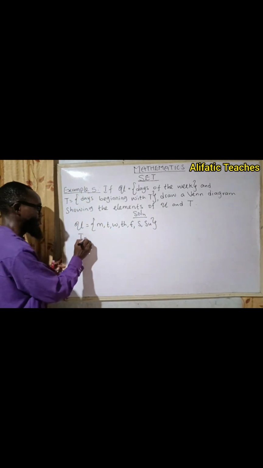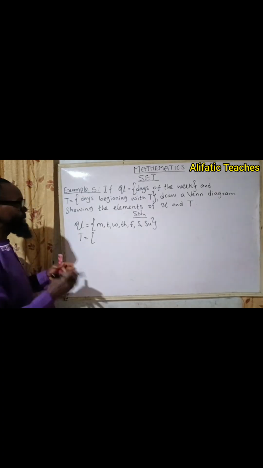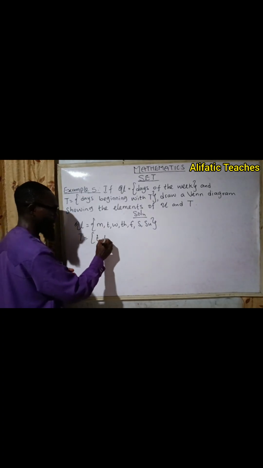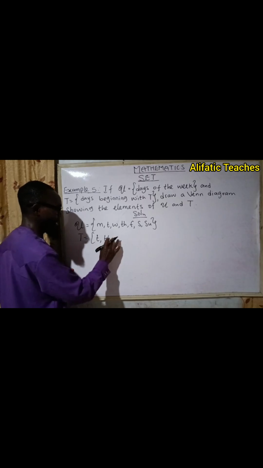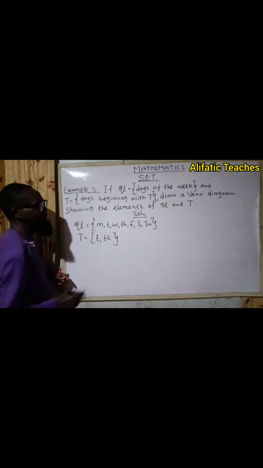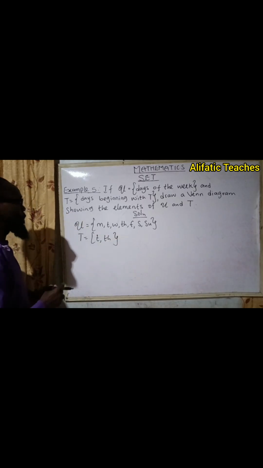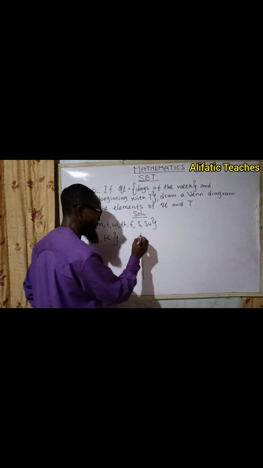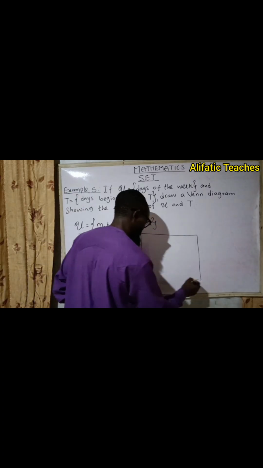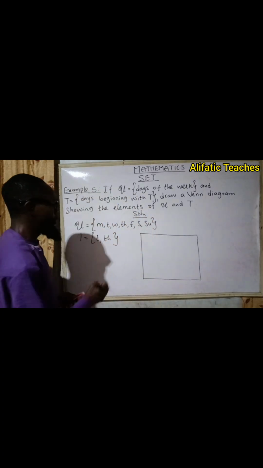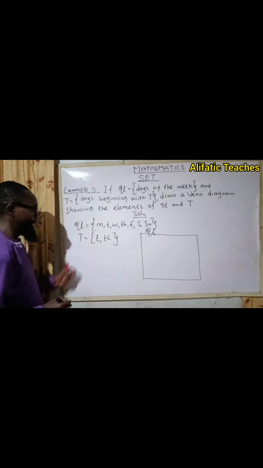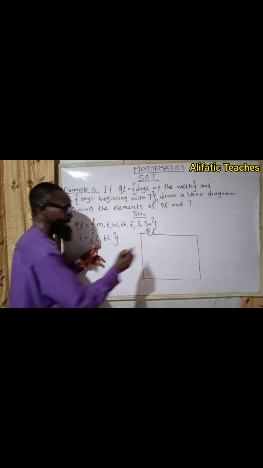Where T, they are the days beginning with T. Tuesday, Thursday, I think those are the two. Now, draw a Venn diagram showing the elements. This is the type of Venn diagram they gave to us. Meaning, this is what you're going to draw, this box, and you put your universal set here. Our set T will be inside.